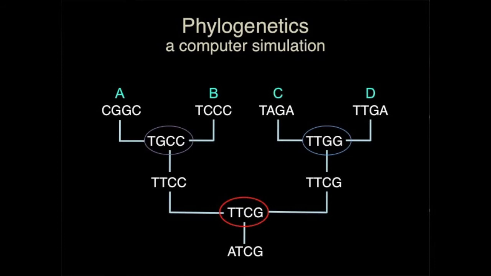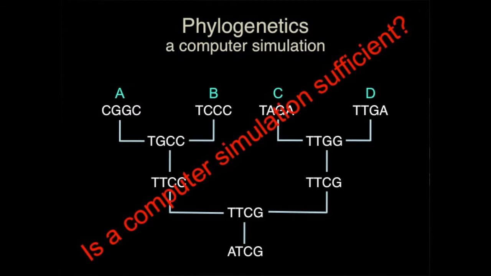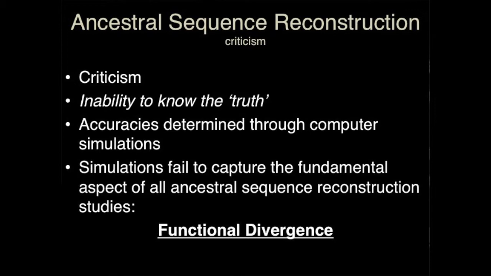This is a simulation. We know what that sequence is. So what we can do is take these tip sequences at the top of the tree, plug them into our algorithm, and see if we can correctly infer that sequence, and that sequence, okay? That's all fine and dandy, except that the computer simulation really suffers because it doesn't incorporate what is fundamental to all ancestral sequence reconstruction studies, and that is functional divergence, okay? There's no functional divergence through that computer simulation.